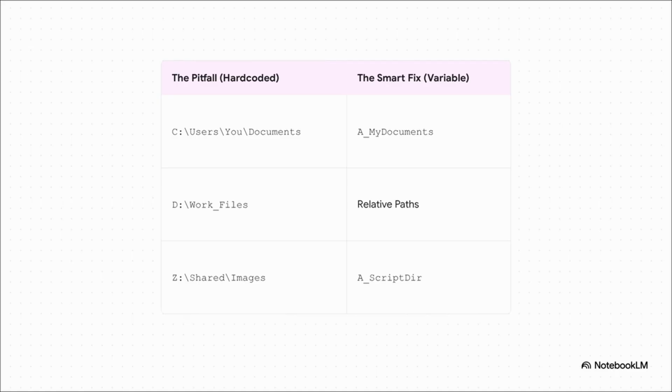But here's the smart fix, and it's a game changer. Instead of giving that rigid specific address, you use AutoHotkey's awesome built-in variables. Think of something like A_MyDocuments, not as an address, but as a command. It basically tells the script, hey, go find the documents folder. I don't care where it is on this machine. Just find it. It's flexible, it's smart, and it works pretty much everywhere.